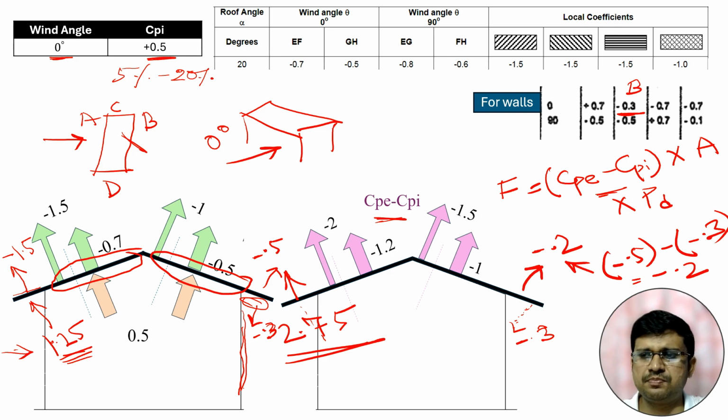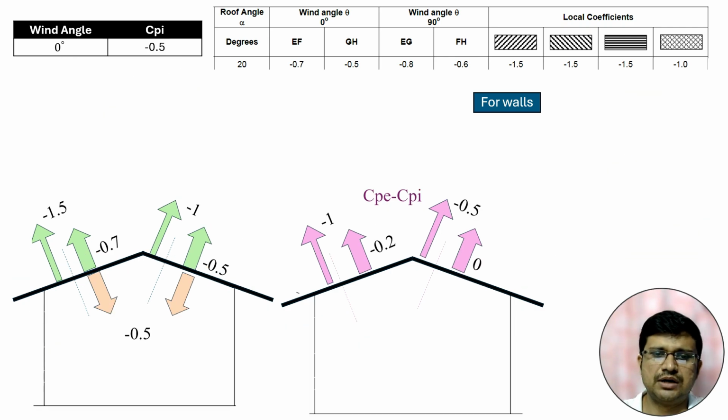So these are the values of pressure coefficients, and we have to consider them when calculating the design wind force. Now when CPI is minus 0.5, the calculation will again be the same, because the change will be inside the building. It is minus 0.5, so all the values of CPE minus CPI will actually change.